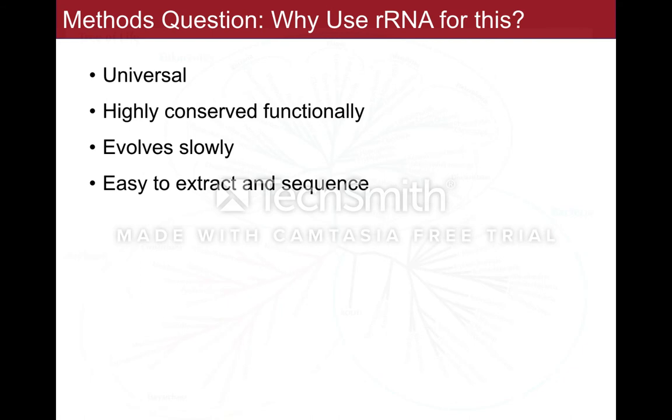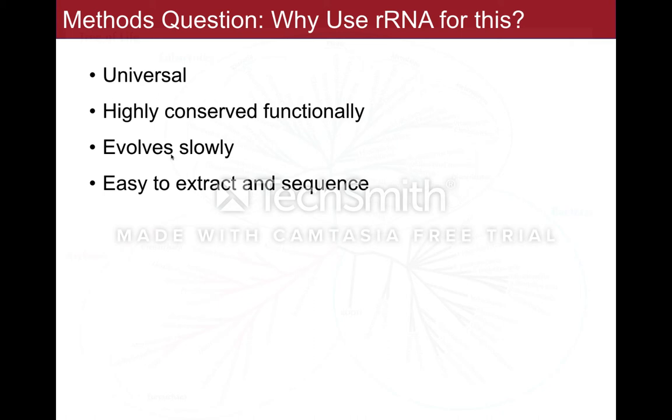So they go through in this paper and in the Fox et al. paper some of the logic behind this. Why do they use ribosomal RNA? It's universal, found in all cellular organisms. It's highly conserved functionally. That's important because it keeps it comparable across all these organisms. It evolves pretty slowly. That's important because you want to be able to compare across organisms that shared a common ancestor 3 or 4 billion years ago. So you want to have parts that you're able to compare to each other to make sense out of it.